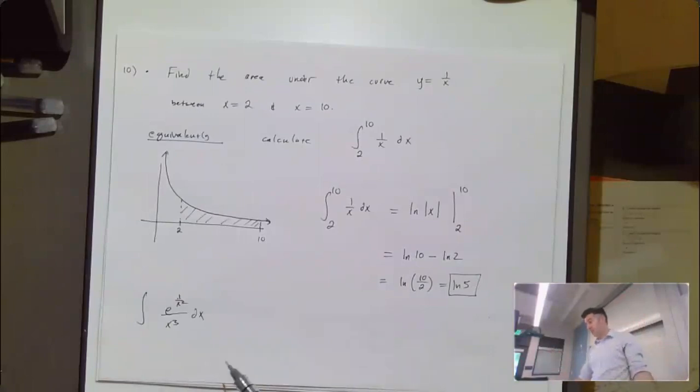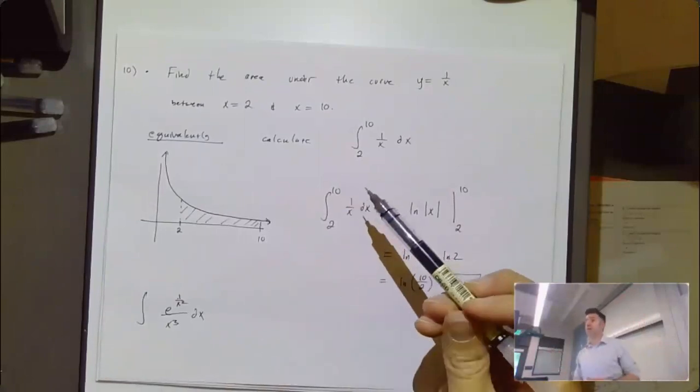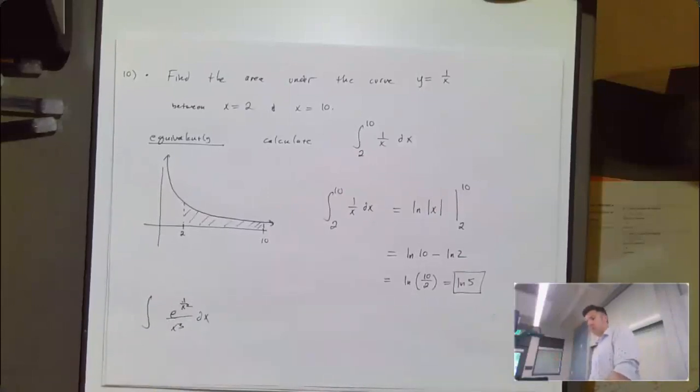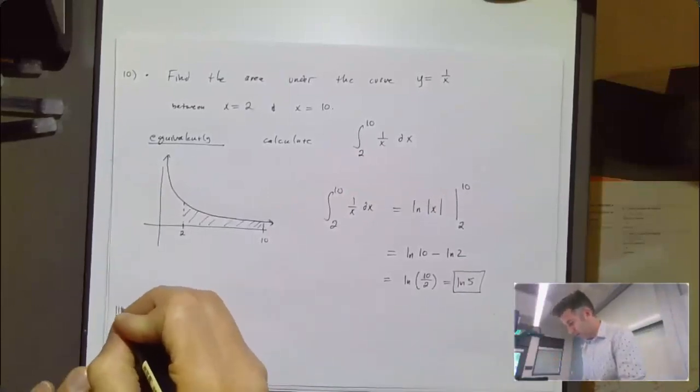It's just that for the definite integral, you have to take the additional steps of plugging in your top limit and subtracting and plugging in your bottom limit. If we were going to do this one, oh, that's a good problem. E to the 1 over x squared over x cubed.